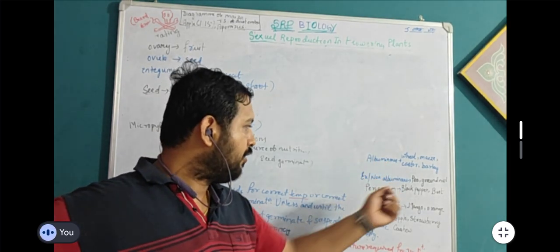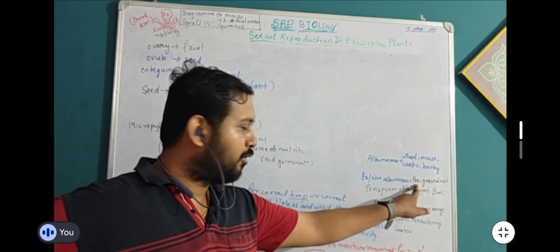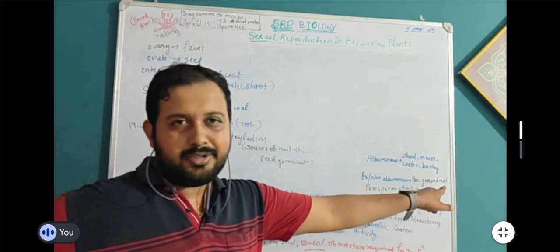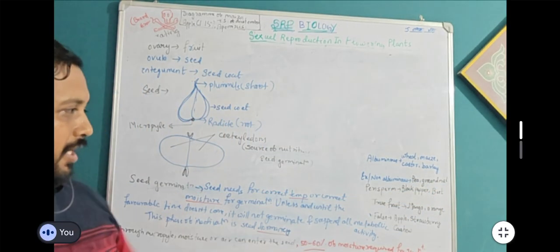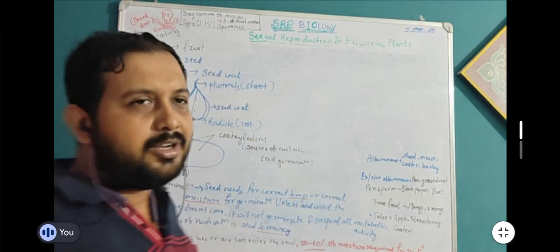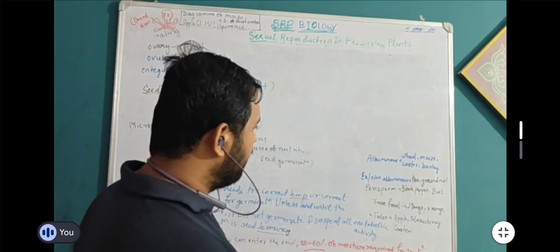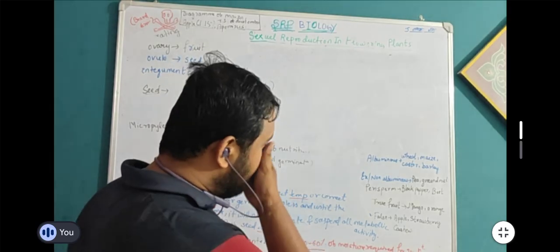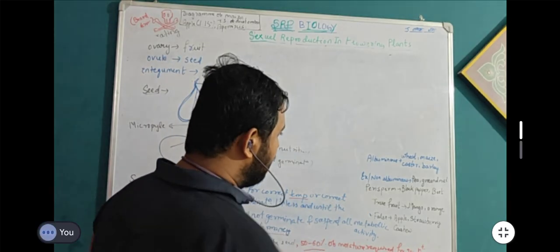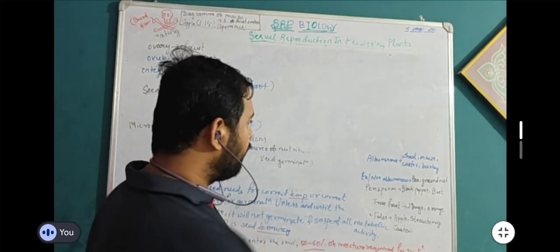But in ex-albuminous or non-albuminous seeds like your pea plant, matar, and groundnut, your mungfali, you will find the endosperm is completely used. So those seeds are not that rich in carbohydrate, but they are rich in a good amount of fat and protein. Okay. Then another term is there, perisperm. So I'm not going to write in detail about that.